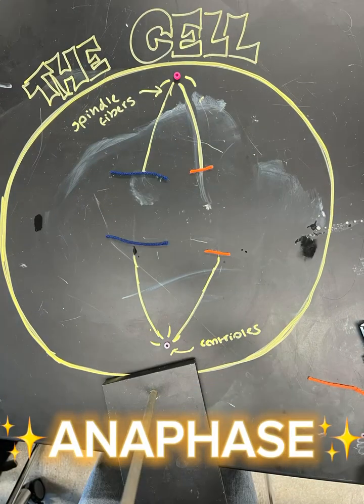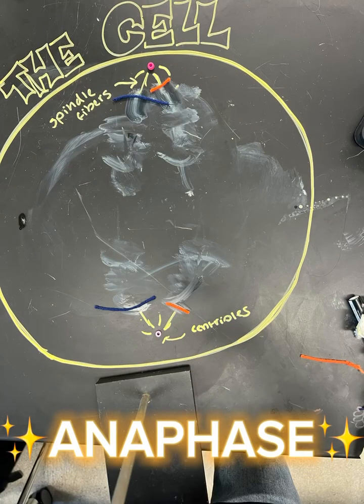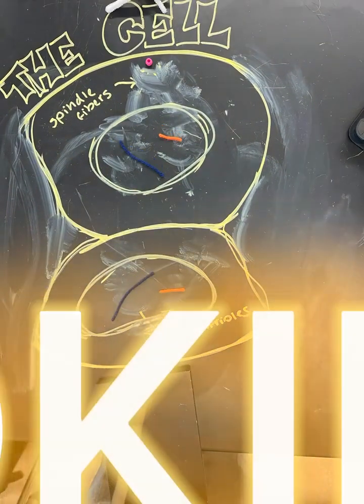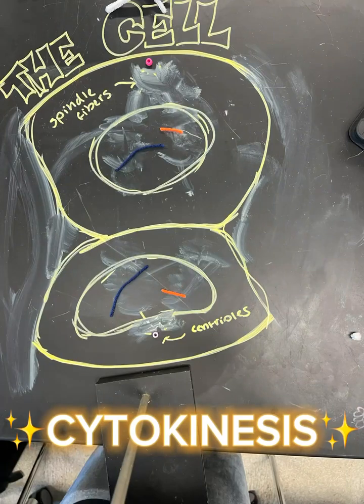During anaphase, the spindle fibers pull the sister chromatids apart, bringing one chromatid from each pair to opposite sides of the cell. During telophase, two new nuclear envelopes form and spindle fibers retract. In cytokinesis, the cytoplasm divides and the cell officially divides into two daughter cells.